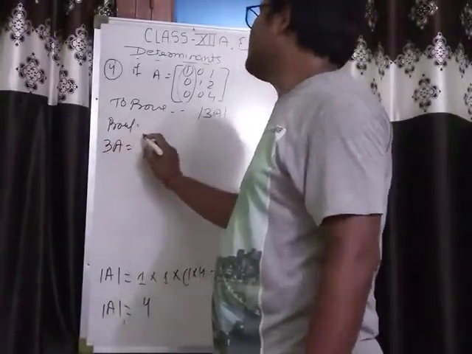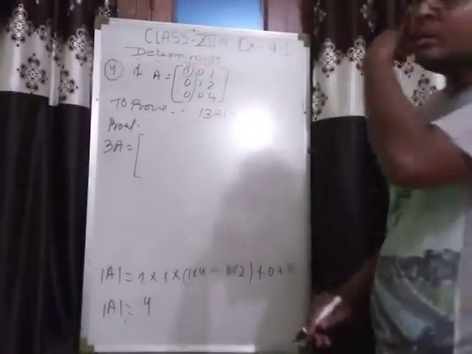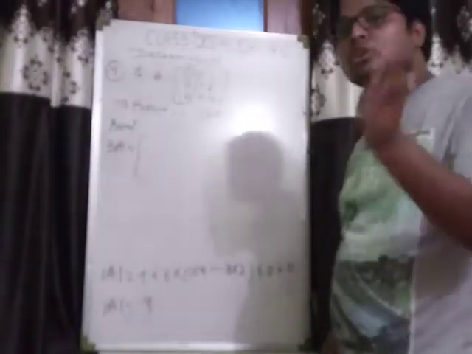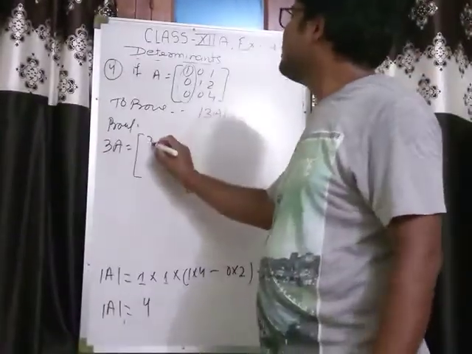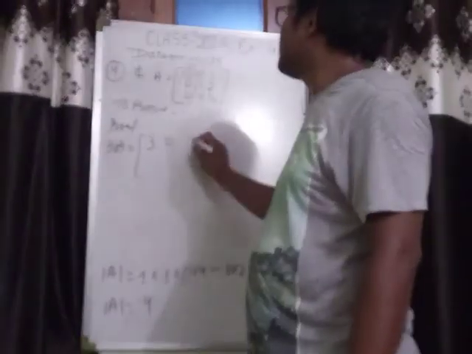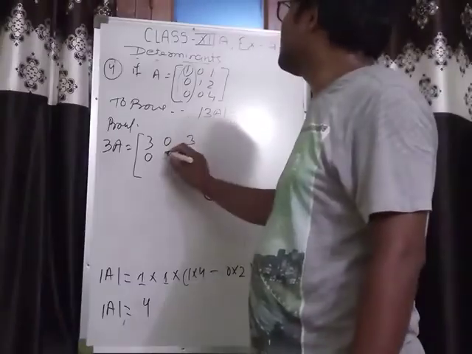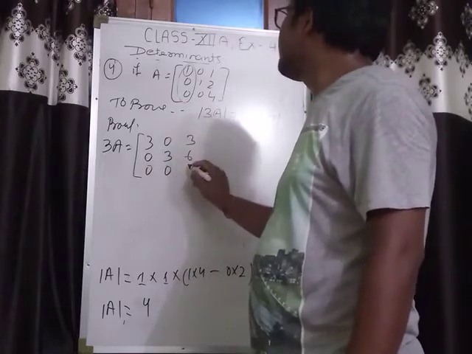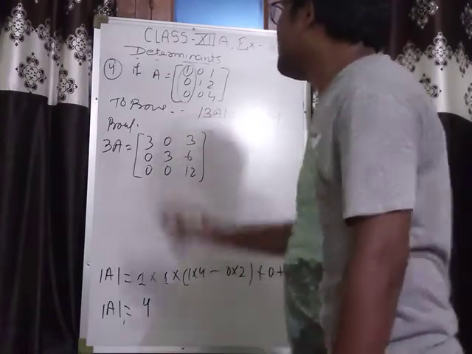So 3A will be, we have to multiply each entry of this matrix by the scalar, the constant 3. So 3 into 1 is 3, 3 into 0 is 0, 3 into 1 is 3, 3 into 0 is 0, 3 into 1 is 3, 3 into 2 is 6, 3 into 0 is 0, 3 into 0 is 0, 3 into 4 is 12, this one. Now I am going to find out its determinant.